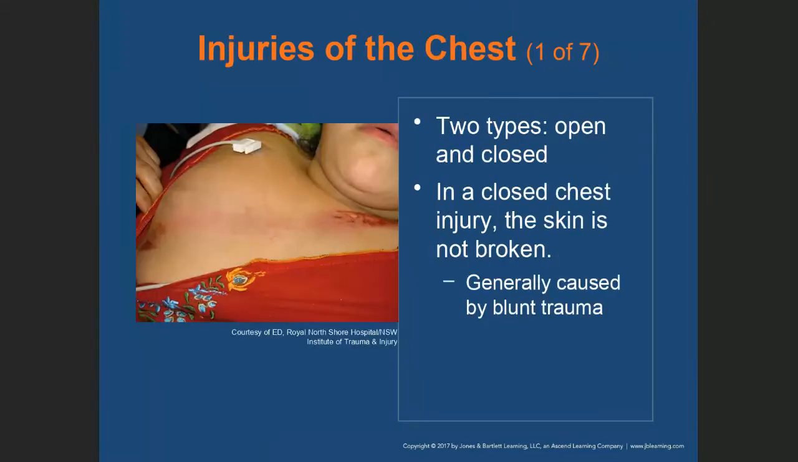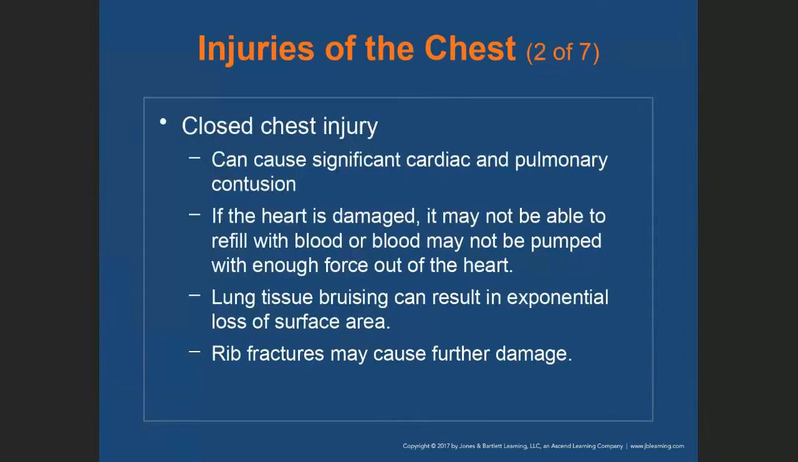Injuries of the chest. There are two types of chest injuries: open and closed. In a closed chest injury, the skin is not broken, and it is usually caused by blunt trauma. A closed chest injury can cause significant cardiac and pulmonary bruising. So it can bruise the heart muscle and it can bruise the lungs.